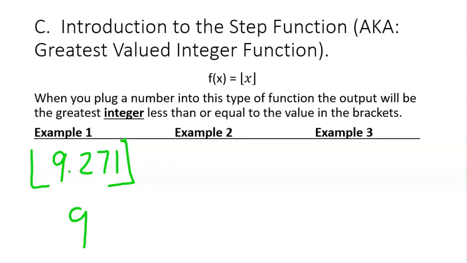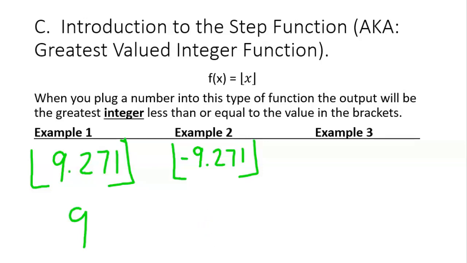Now, example 2. Funny things happen whenever you get into negatives. Now, what's the greatest integer that is less than or equal to negative 9.271? Right, well, I would imagine some of you guys will guess 9, but here's the problem. Negative 9 is not less than negative 9.271. It's actually greater. Remember, negatives are opposite, so negative 9 is actually more than that. So we want to know what is the greatest integer that is less than this one.